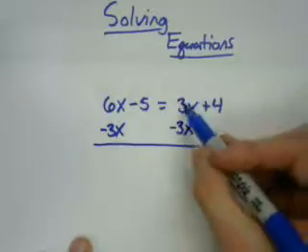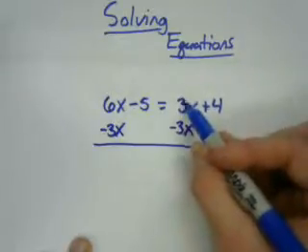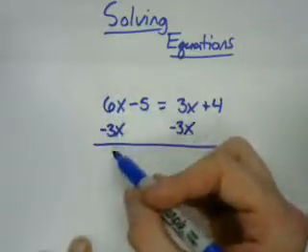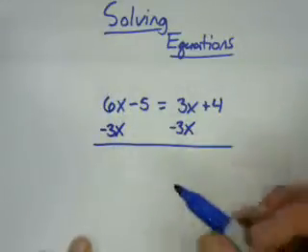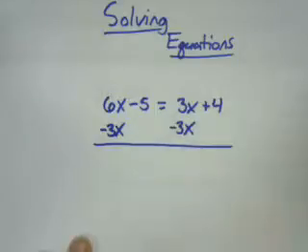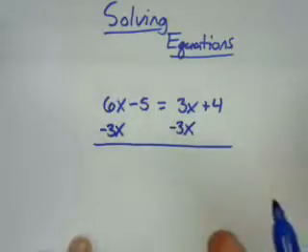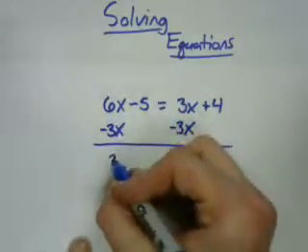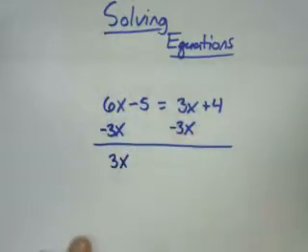Now, it's almost easier to take off the smaller one just so this doesn't go negative, and then I'd have to deal with a negative. But I could have subtracted 6x from both sides and just worked it with a negative coefficient on my x. But right here, 6 minus 3, that's only 3x. So I'm going to opt for not dealing with the negative. But feel free to try it both ways, and you'll come up with the same answer.